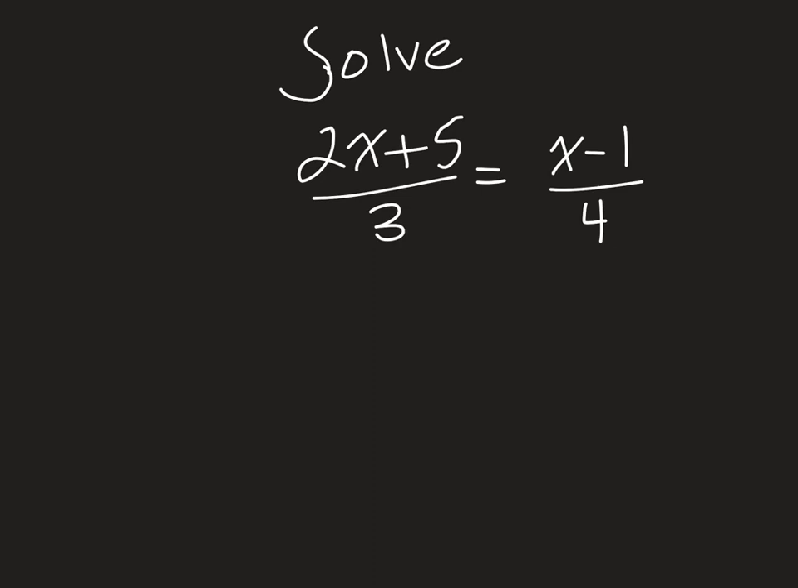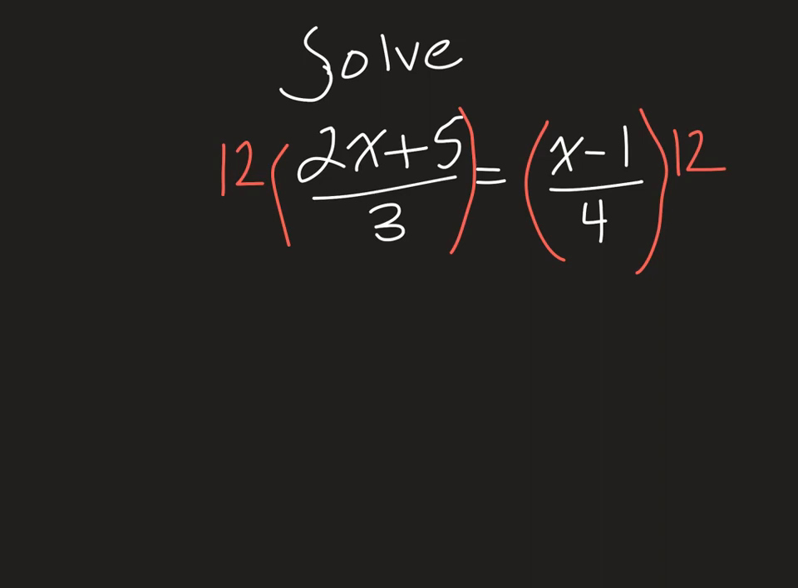So what I'm going to do to start is multiply both sides by 12. It's kind of nice that everything's split up over 2, so it's nice and easy. I'll then draw my bracket. I'll multiply this by 12. I'll multiply this by 12.